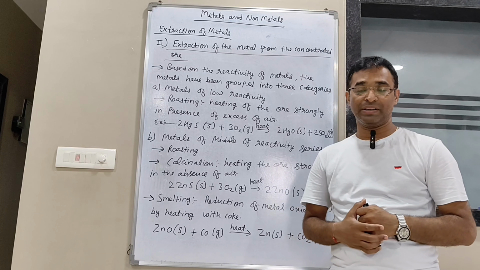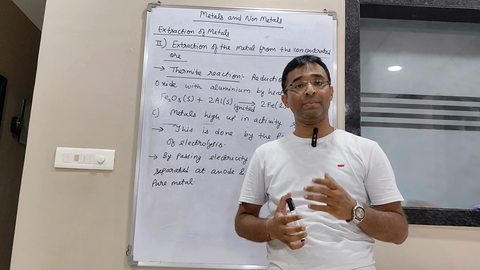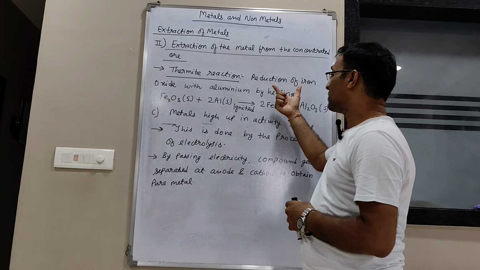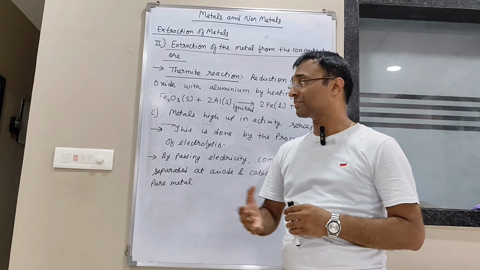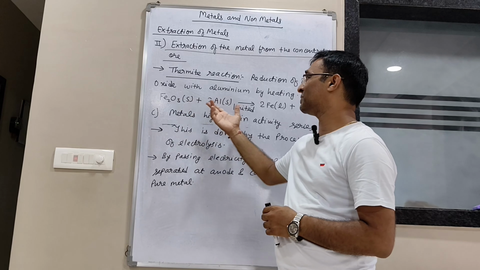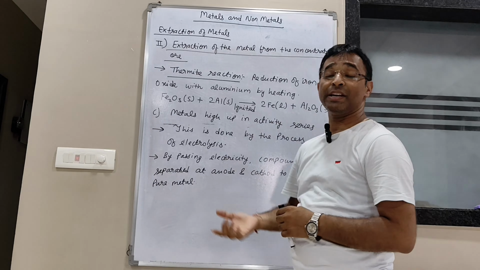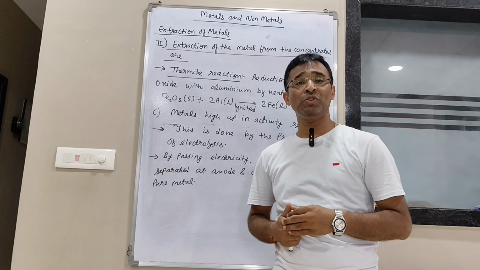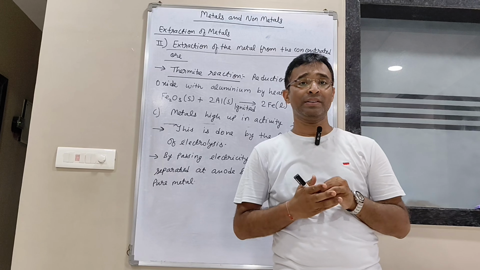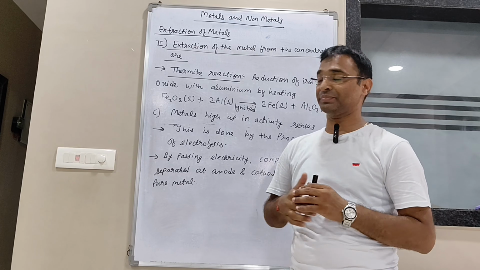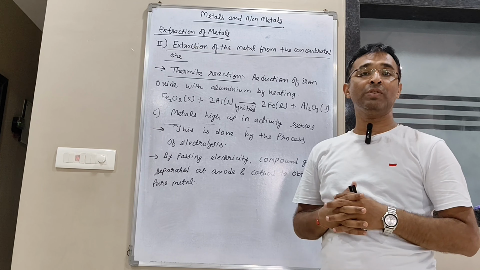Now thermite reaction, this is a very important reaction for the examination purpose. Reduction of aluminium oxide with aluminium by heating is thermite reaction. Reaction I have written: Fe2O3 plus aluminium, when ignited, gives pure iron plus Al2O3. This reaction is basically used in the railway tracks where cracks have appeared, and to fill the cracks we use this thermite reaction. As you can see, iron is obtained in the liquid state, and then when we cool it, it will become solid.